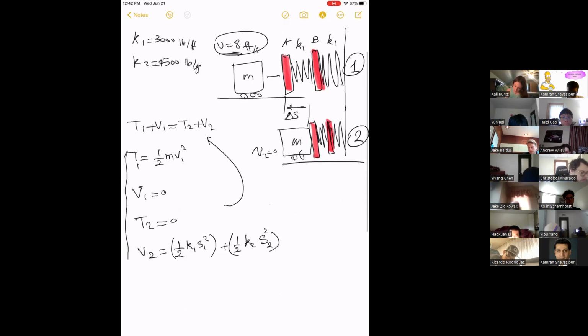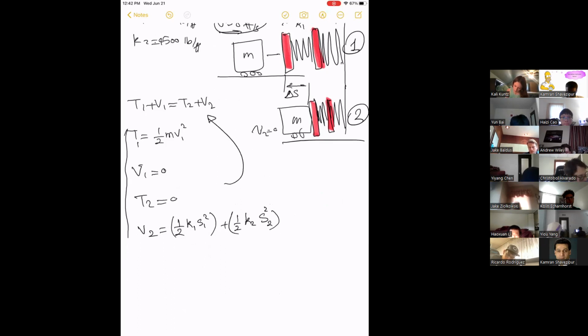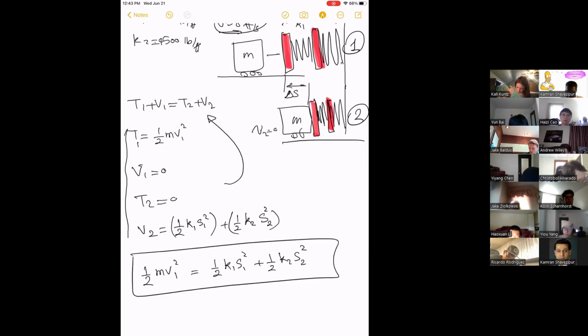I'm going to plug all of this into this equation. So you can get half mv1 squared is equal to half K1 S1 squared plus half K2 S2 squared. So you get one equation. And as you may realize, we have two unknowns, S1 and S2, right? Two unknowns, one equation. How are we going to get the second equation?